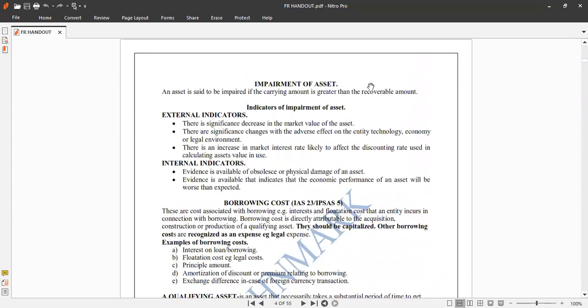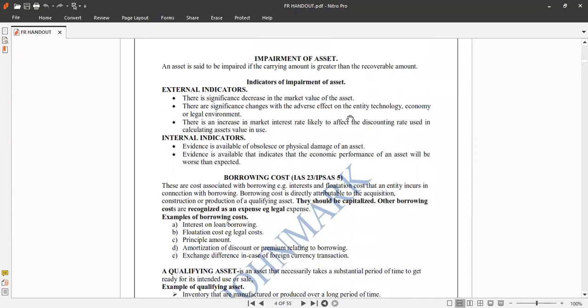Now let's go to impairment of an asset. What do we mean by an impairment of an asset? So impairment is more of a depreciation, but in this case, it's somehow different. Now, depreciation arises as a result of the usage of an asset.